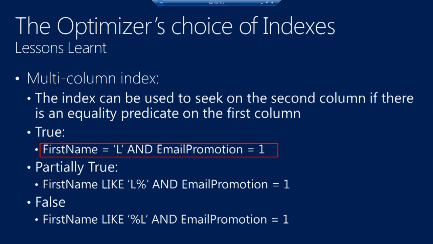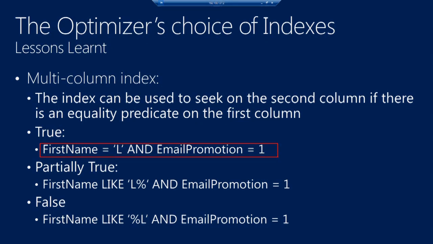So if you look at the first example here, on first name equals L and email promotion equals L. We had the like operator with first name, isn't it? Like L%. If we had an equality operator with first name, then both composite 4 and composite 5 would be equivalent.